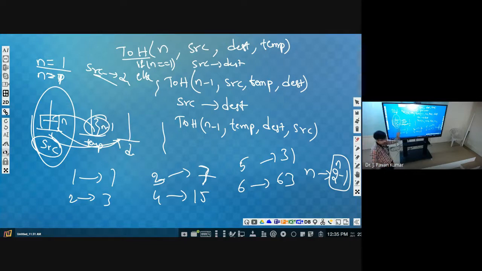Then how many steps that we require? Here the observation is how many steps that we require to move n minus 1 to this one. Same number of steps we require to move these to this. Understand? So if I ask how many steps required to move 4 boxes from temporary to this destination, then from temporary to destination, not from source to destination.